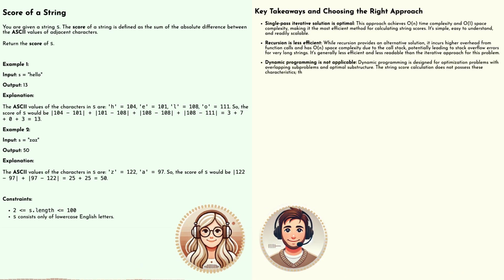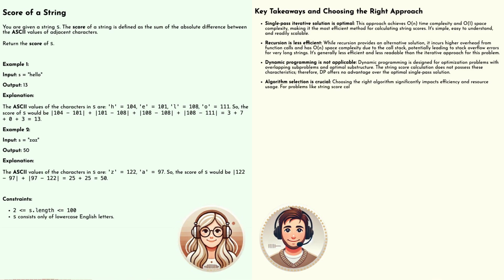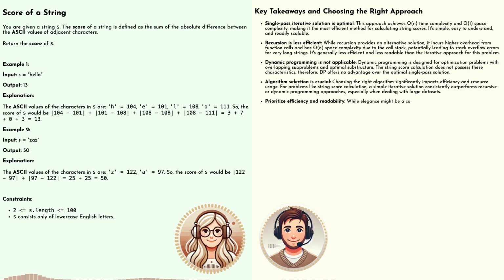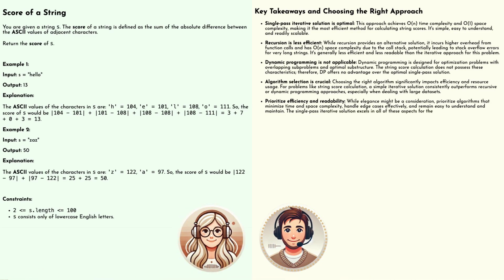And lastly, we add that freshly calculated difference to our score variable, updating that running total. So we just keep looping, grabbing characters, calculating, updating, and by the time we get to the end of that loop, score holds our final answer. You got it. It's elegant, isn't it? It is. And it's remarkably efficient.